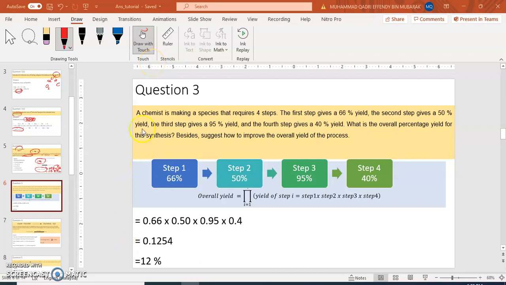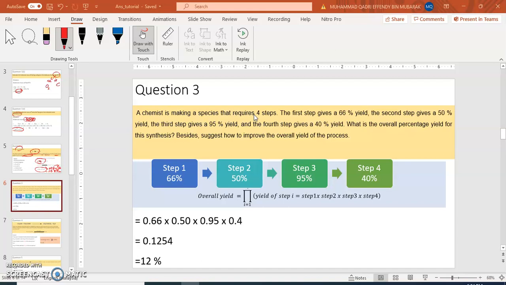Now let's move to question 3. So this question asks us about the final yield. A chemist is making a species that requires 4 steps. The first step gives a 66% yield.